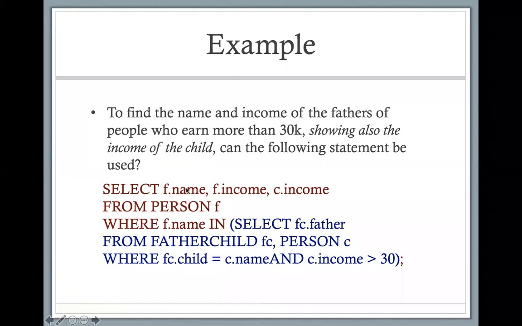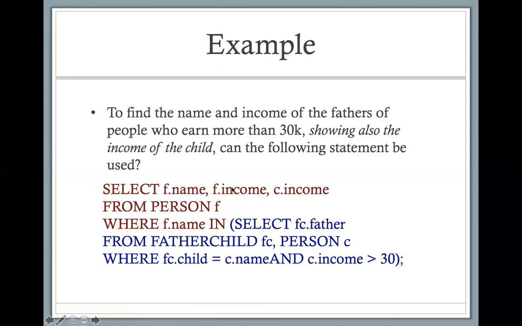Here, for instance, this query. Select f.name, f.income, and c.income from person f where f.name in select father from father, child, and person join on the child, and the child income is greater than 30. So what is this doing? It's getting me the name and income of the fathers of people who earn more than 30K. We've done this query before. All right, showing also the income of the child.